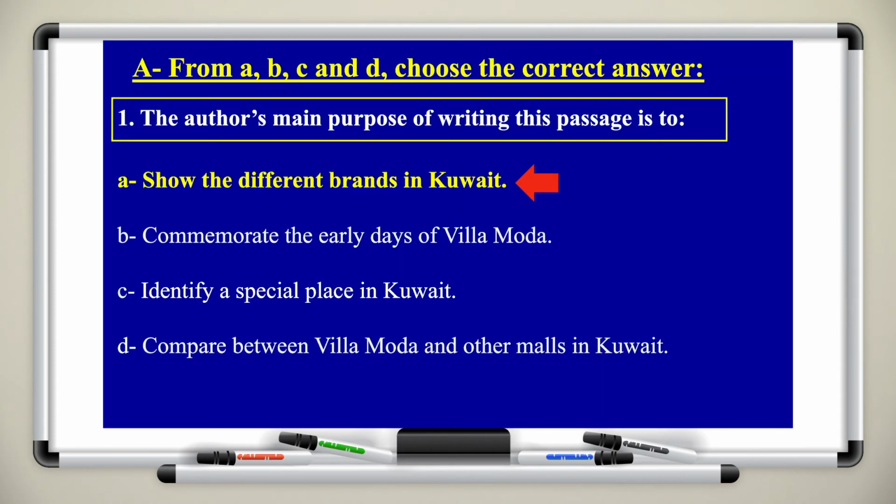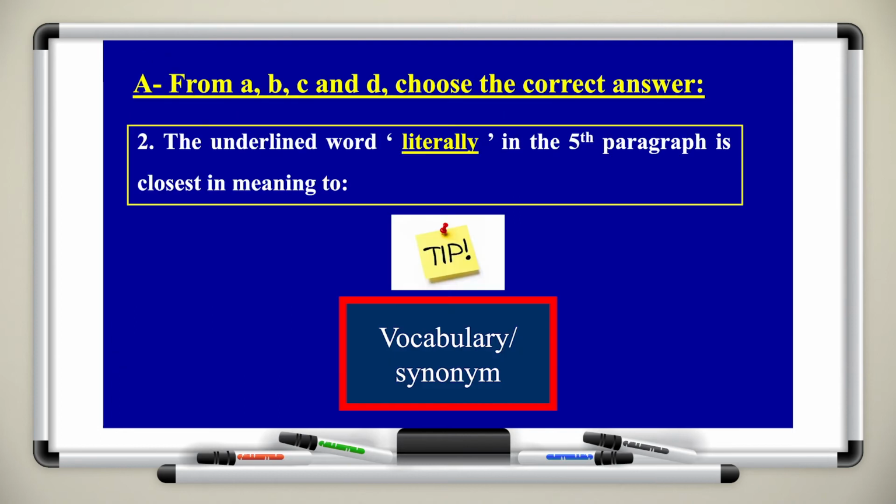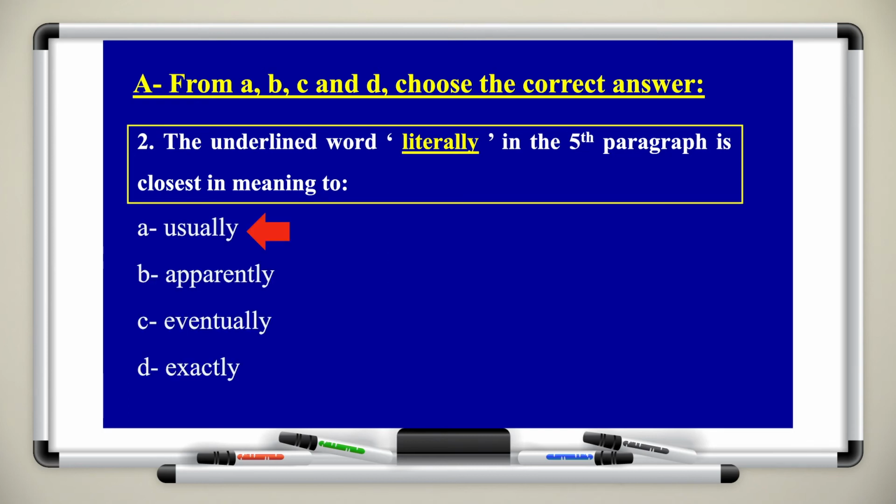So the answer is A, show the different brands in Kuwait. If you got it right, well done. If not, that's fine. You can try again in the next question. Number 2, the underlined word literally in the 5th paragraph is closest in meaning to. Remember, this is asking you for a synonym of a certain word. So we have the word usually, apparently, eventually, and exactly. So which one do you think is the closest meaning to the word literally?